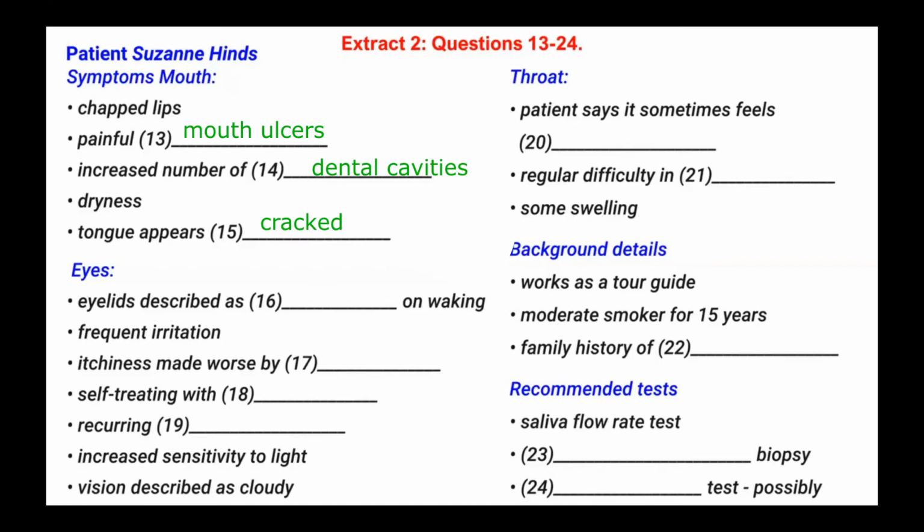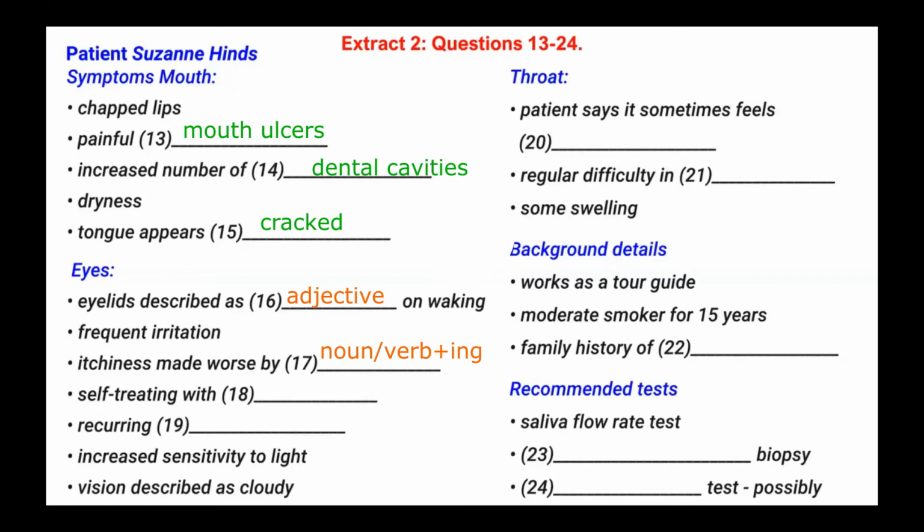So with question number 16, we can understand that it'll be an adjective because she's using the word to describe her eyelids. For number 17, it could be either a noun or a verb in the ing form. For example, when we say noun, could be made worse by the air, made worse by the wind, made worse by the water. These would be nouns. Or it could be a verb, it could be scratching, could be touching. So it could either be a noun or a verb in its ing form.